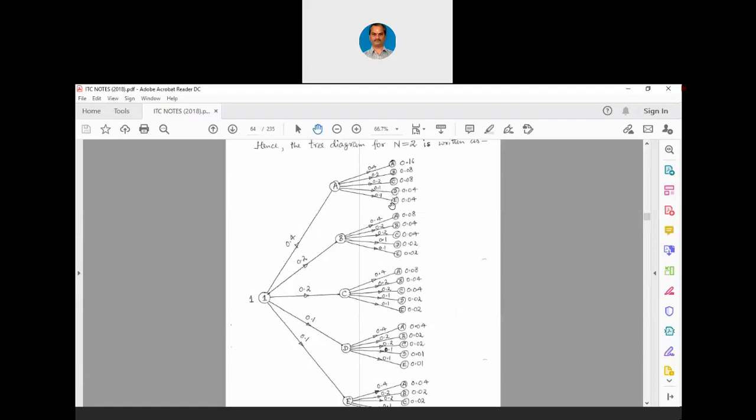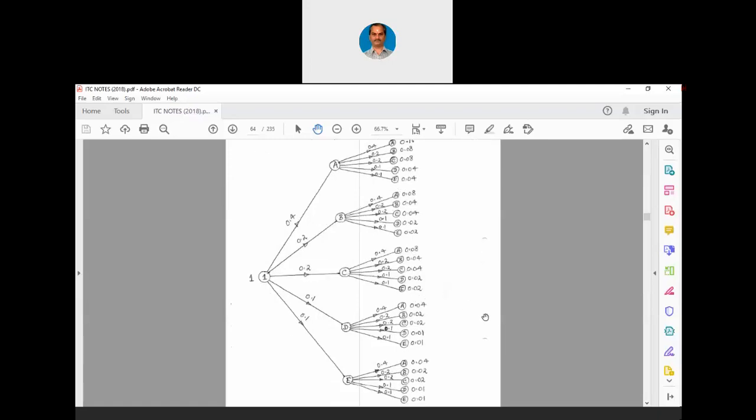Similarly D and E. There can be one more chance: it is emitting B, then again emitting A, B, C, D, E. Or emitting C, again emitting A, B, C, D, E. Like that it goes on. So there can be sequences starting from AA, AB, AC, and so on till EE. Now you can see there are totally 5 into 5, that is 25 sequences, right from AA till EE.